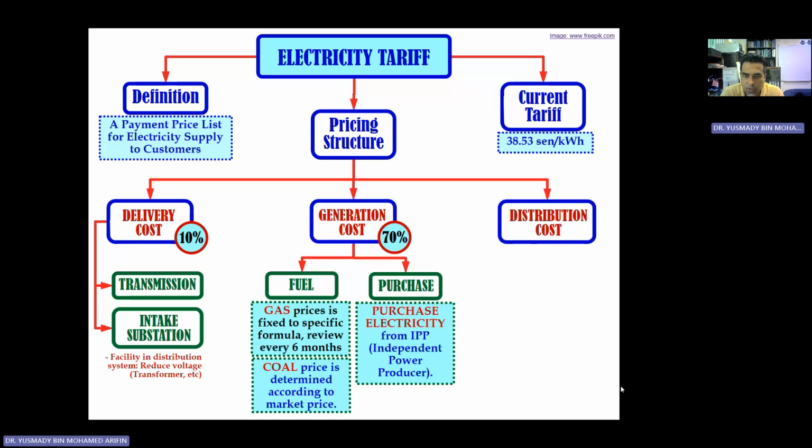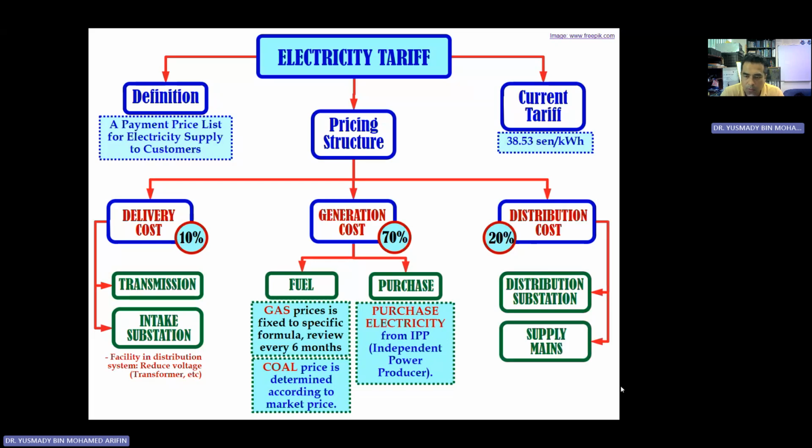And the last one, the distribution cost, around 20%, which refers to the cost involved with distribution substations, how we distribute the electricity to the customer, and also the cost for the supply means. Supply means the primary infrastructure or the main distribution line involved. So the costs involved are the primary infrastructure and also the main distribution line.